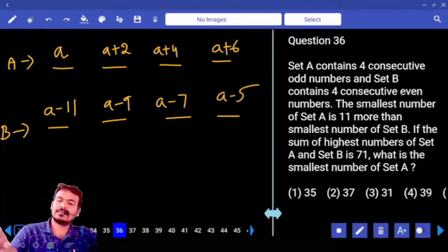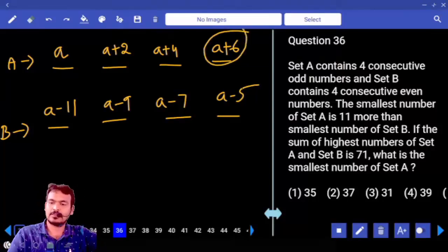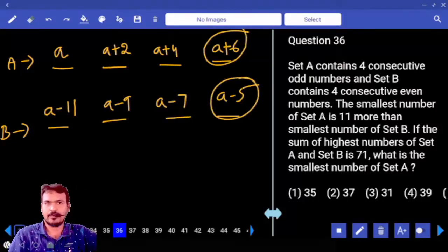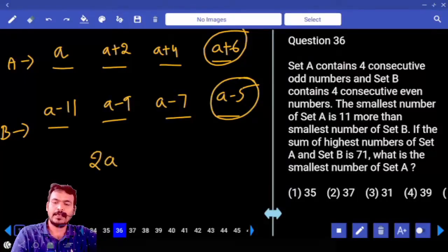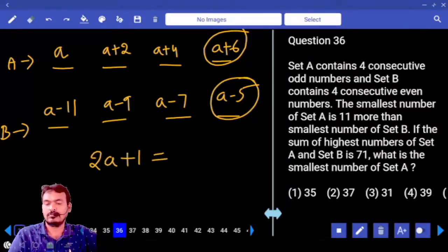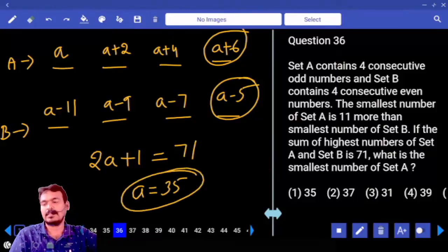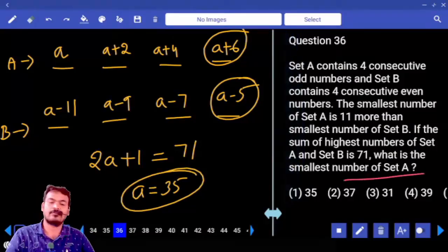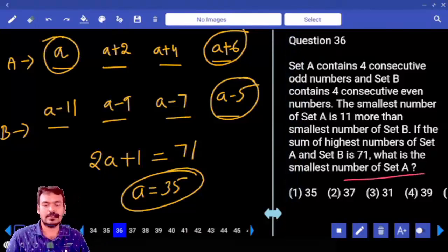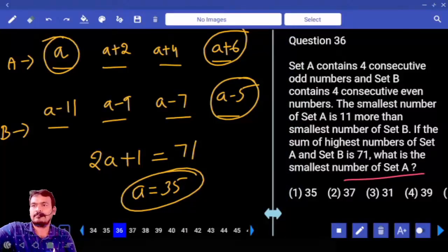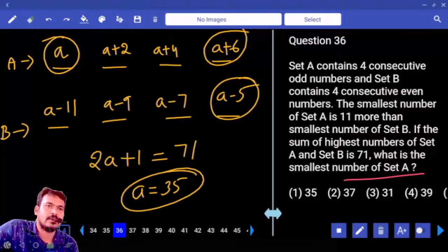Okay. What is the largest odd number? A plus 6. What is the largest even number? A minus 5. Adding both, it is 2A plus 1, which is equal to 71. So 2A plus 1 equals 71, then 2A is 70. A value is 35. A is the smallest number of set A. Answer 35. A plus 6 plus A minus 5 is 2A plus 1, and that is equal to 71.